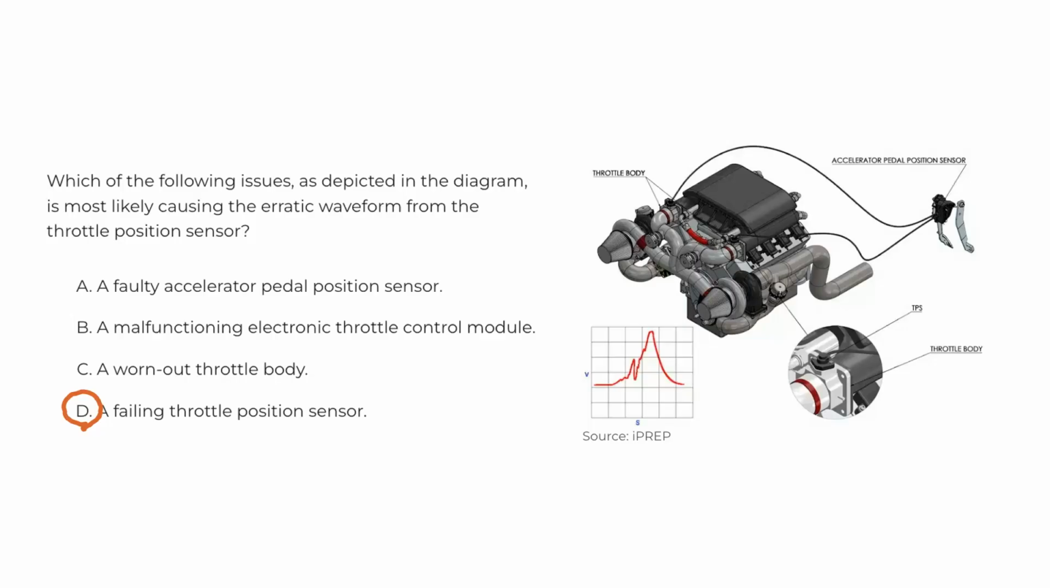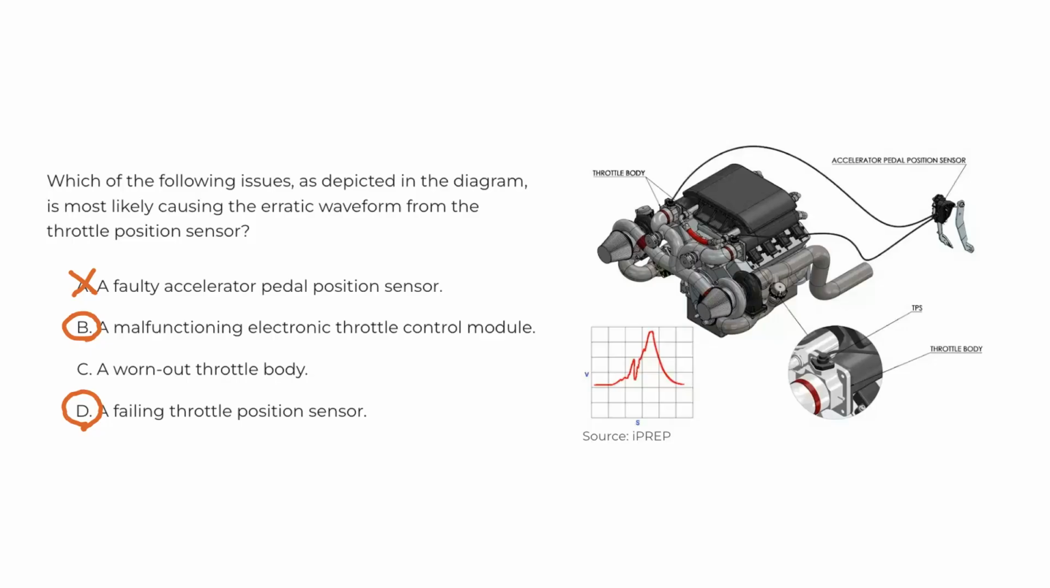But what about the other answer options? Let's just make sure this is clear. So in A, a faulty accelerator pedal position sensor, or an APP, in this case a bad accelerator pedal sensor would change the command to the throttle, but it would not corrupt the TPS feedback signal shape. The TPS trace would still be smooth if the TPS were healthy, which again we've already determined it is not, and therefore the correct answer is not A.